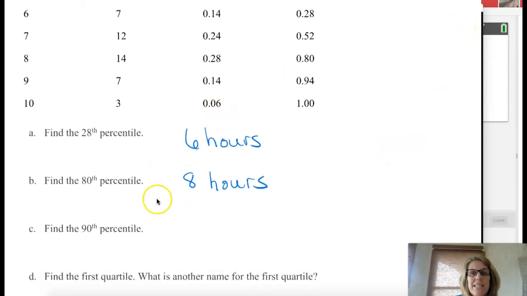All right, what about the 90th percentile? Now this one's a little bit different because we have 80% got 8 hours or less and 94% got 9 hours or less. Because there were 7 students who got 9 hours, the 90% is going to fall in this category. So our 90th percentile is 9 hours.